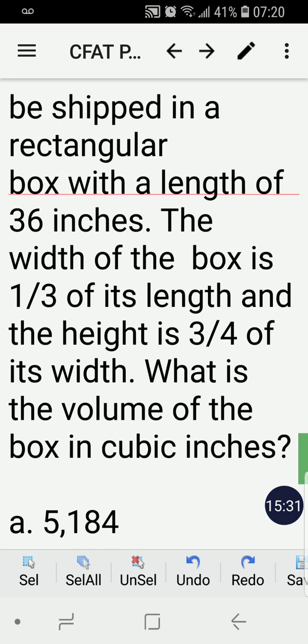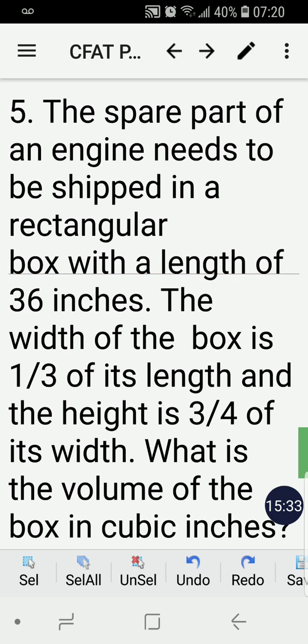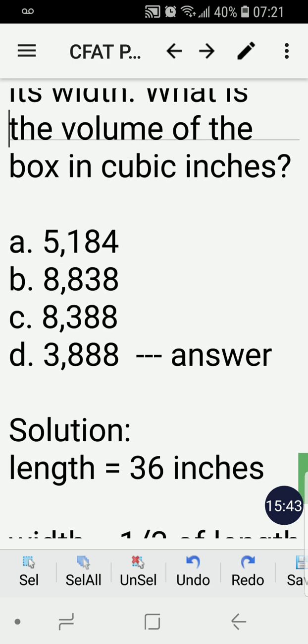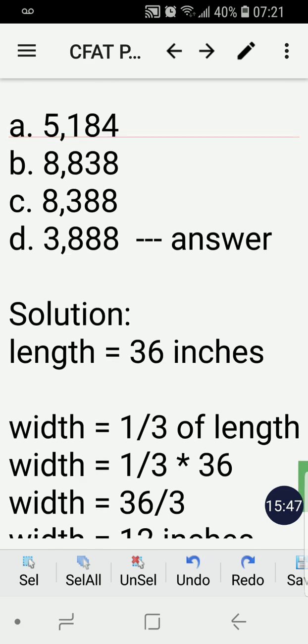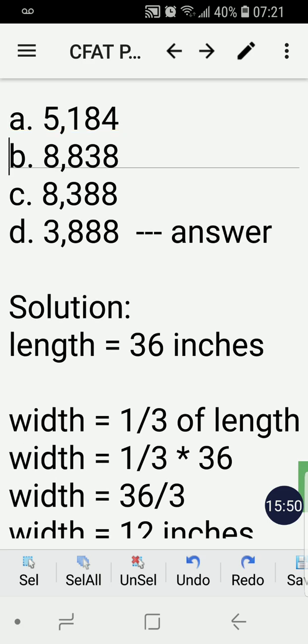Okay, very straightforward. We know that the volume of the box is equal to length times width times height. And we are given the length as 36 inches. So, okay, before going to the solution, here are the choices. We got D as the correct answer.